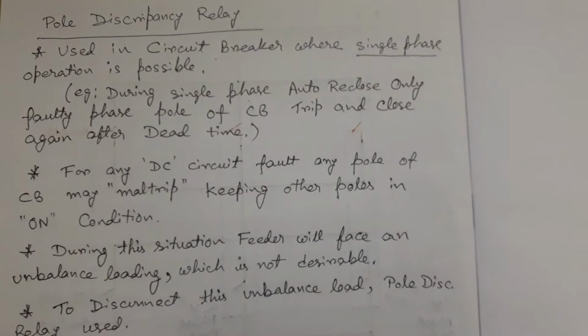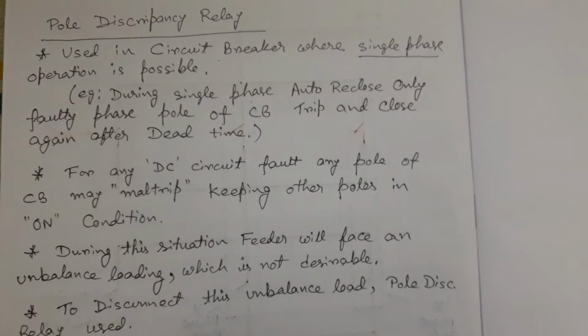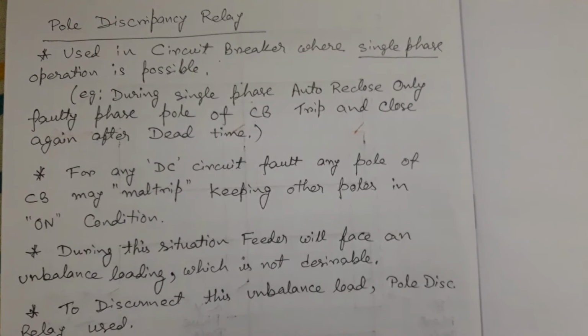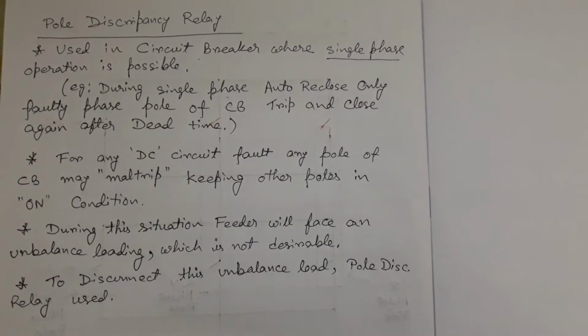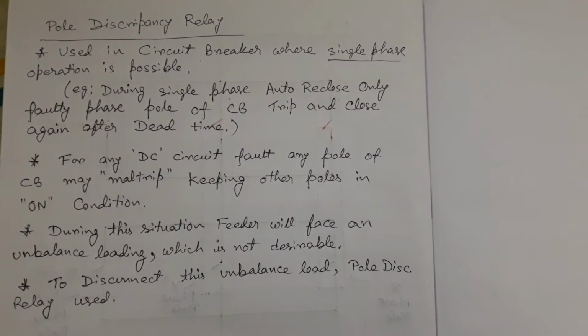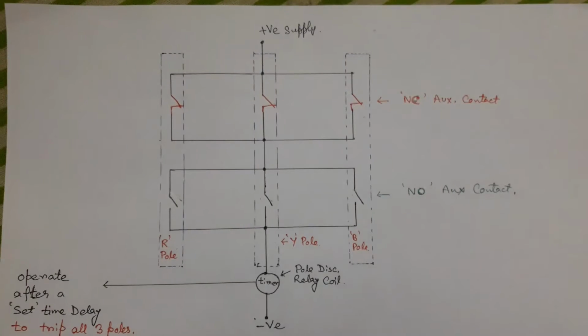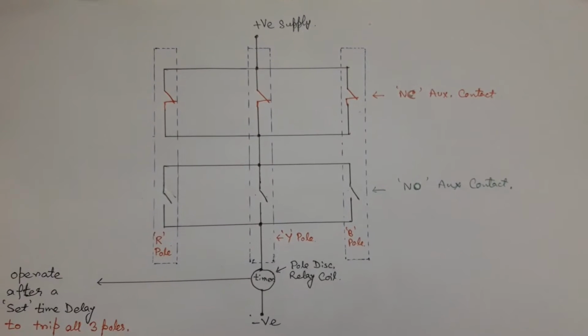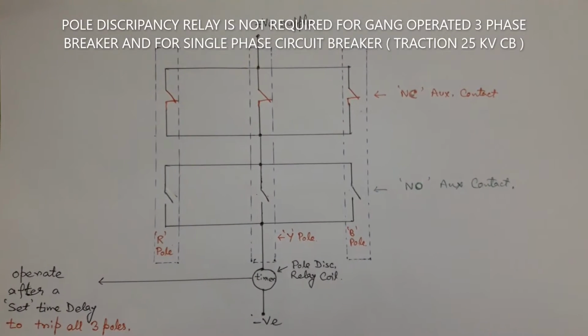Pole discrepancy. From the name, it is clear that this relay is related to some trouble or discrepancy in circuit breaker pole. This relay is required for circuit breakers where single phase tripping or closing facility is provided, especially for auto reclose features.